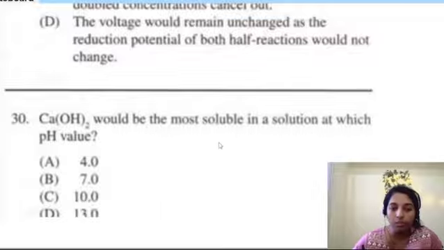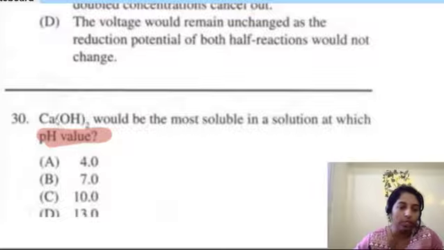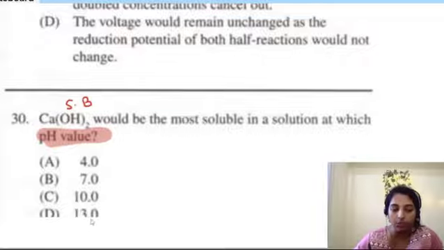Ca(OH)2 would be the most soluble in solution at which pH value? Okay, so Ca(OH)2 is a base, correct? It's a strong base actually. So the strong base, at which pH value? So the pH values are 4, 7, 10 and 13. The first option, pH 4, means it's an acidic medium, right? Whenever an acidic medium is there, what happens to the Ca(OH)2?